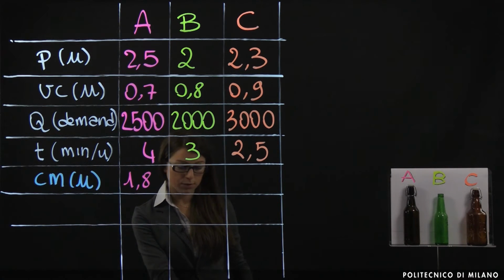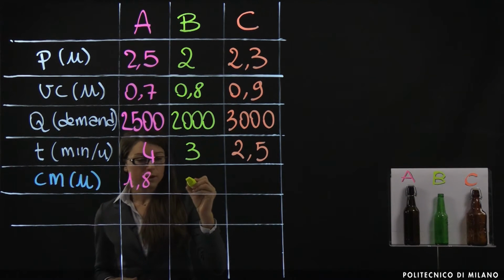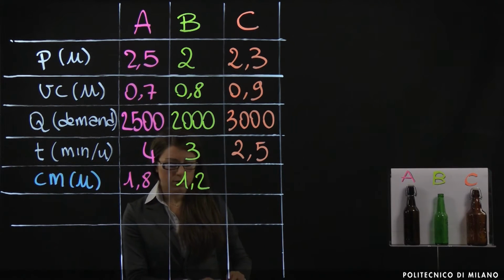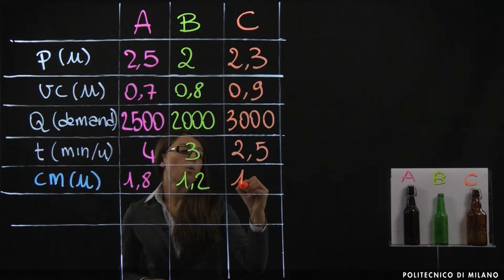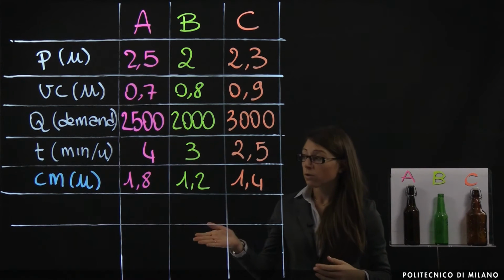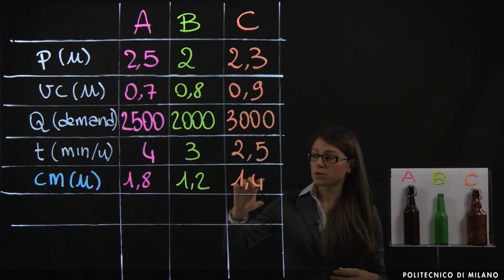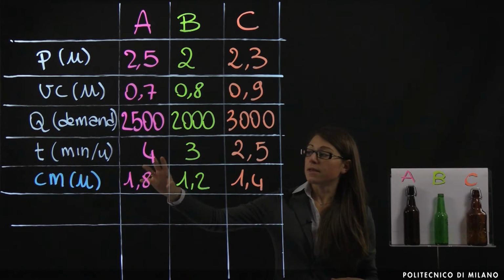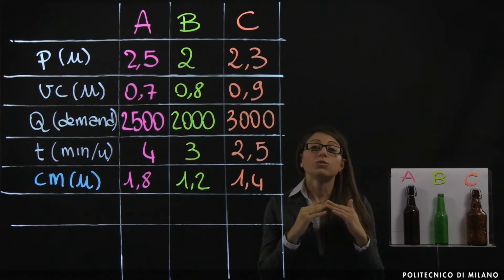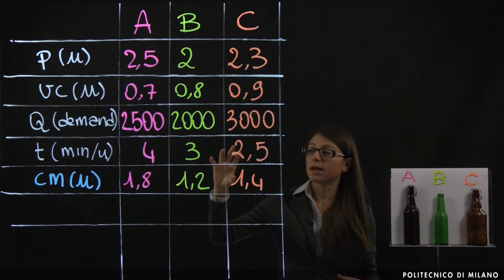Then we can do the same for the beer type B, so the price minus the variable cost, and we have that the contribution margin is 1.2 euros per unit. Then if we move to beer type C, we can calculate again the contribution margin of 1.4 euros per unit. This calculation is important because we know which is the most profitable beer. And if we look at the contribution margin, we can see that beer type A is the most profitable, followed by beer type C and then beer type B. So if we do not have any constraint, this would be the optimal solution. Beer type A, then beer type C, and then beer type B.